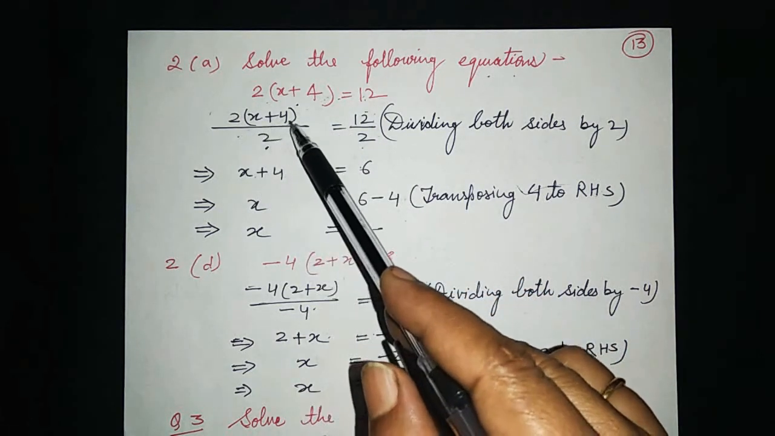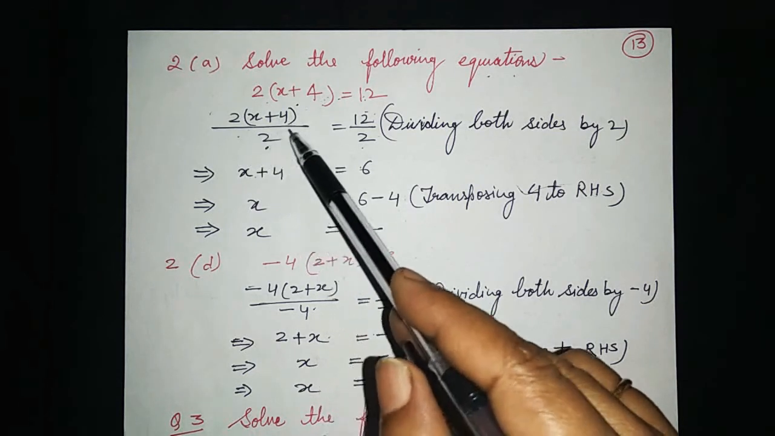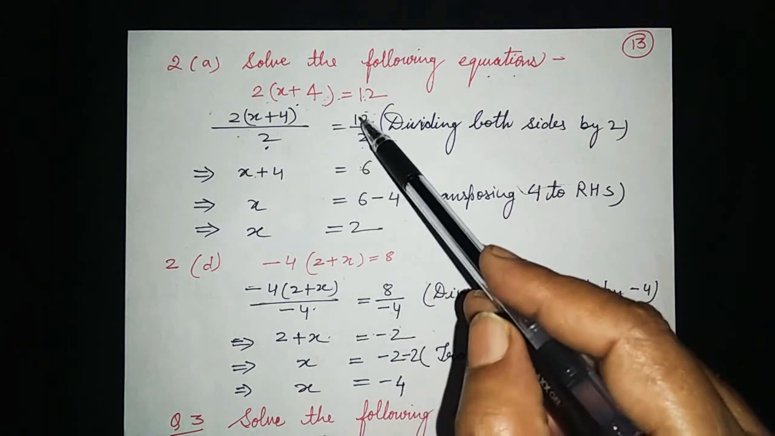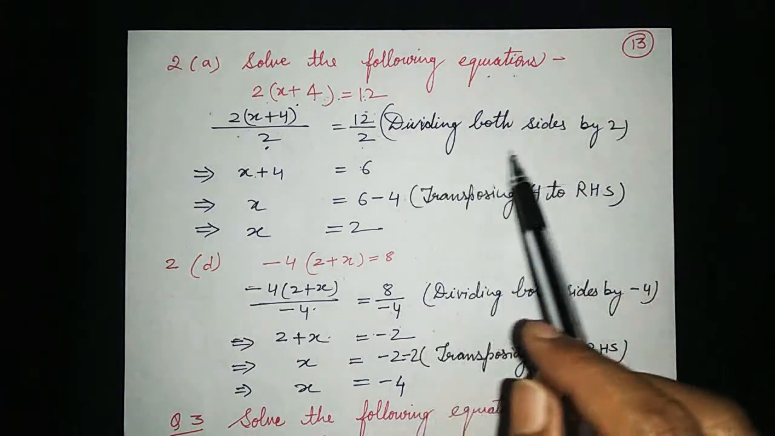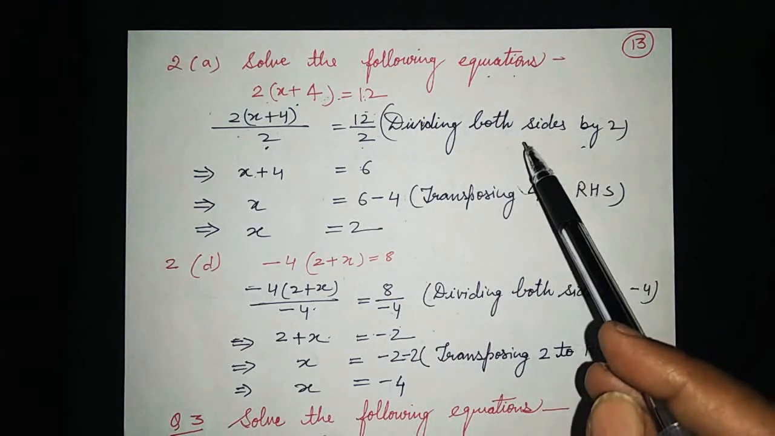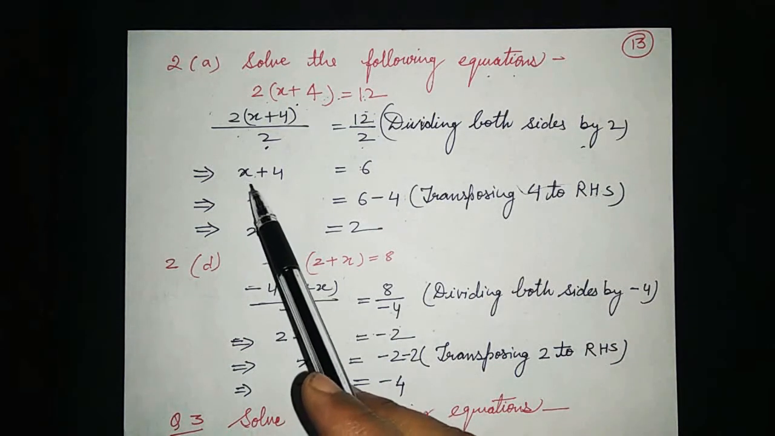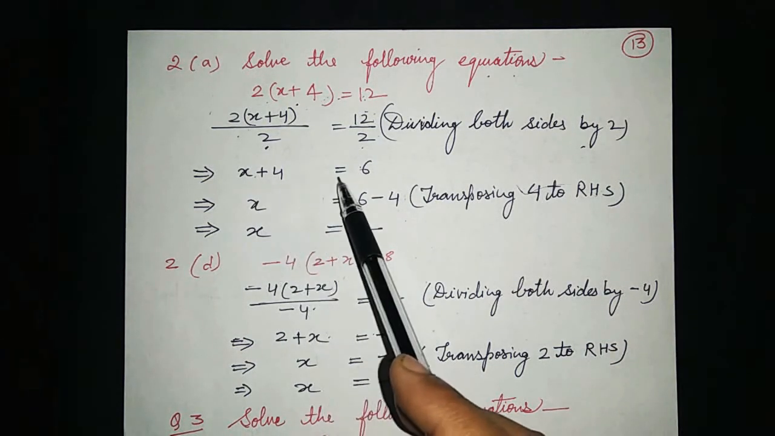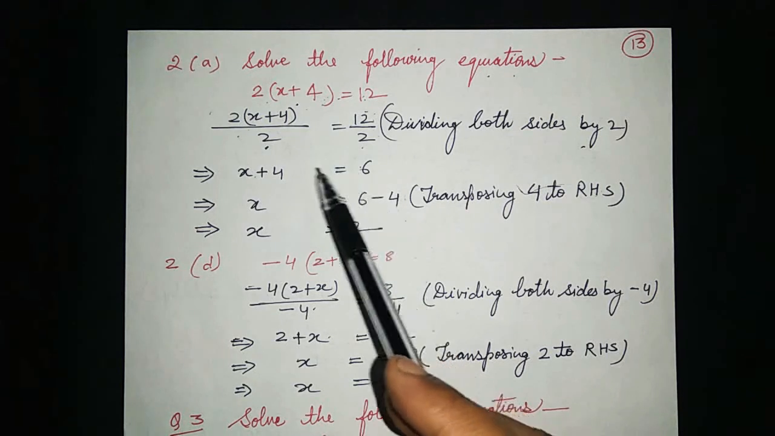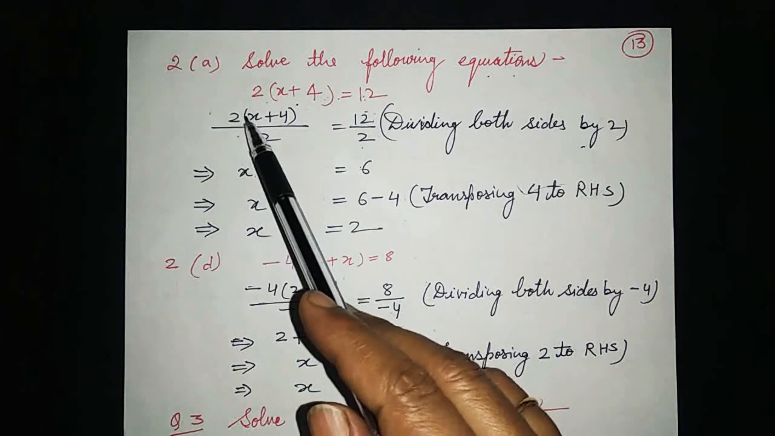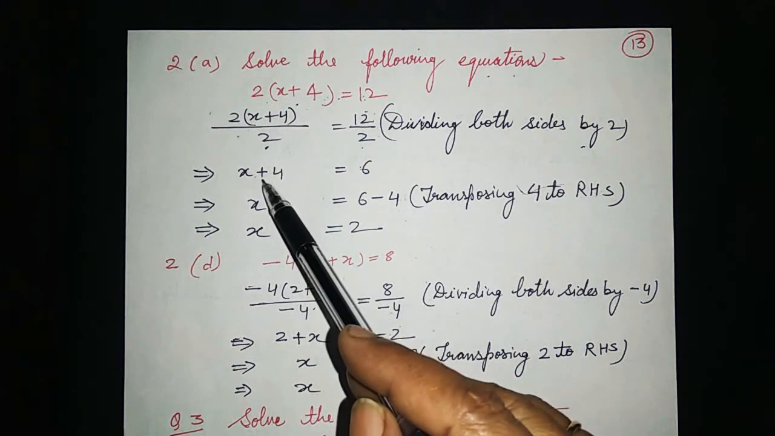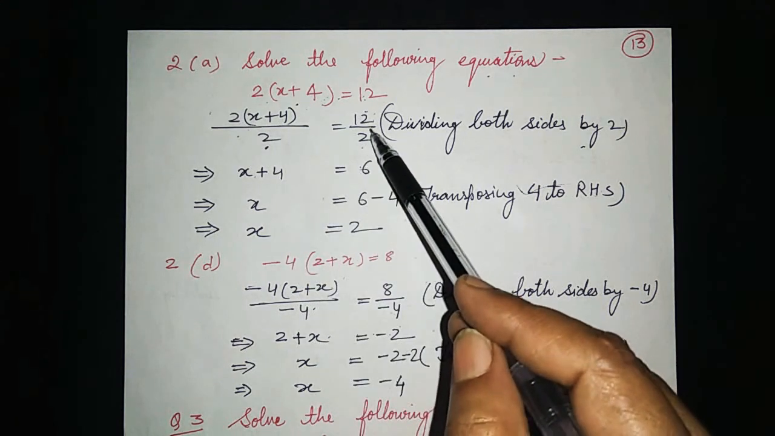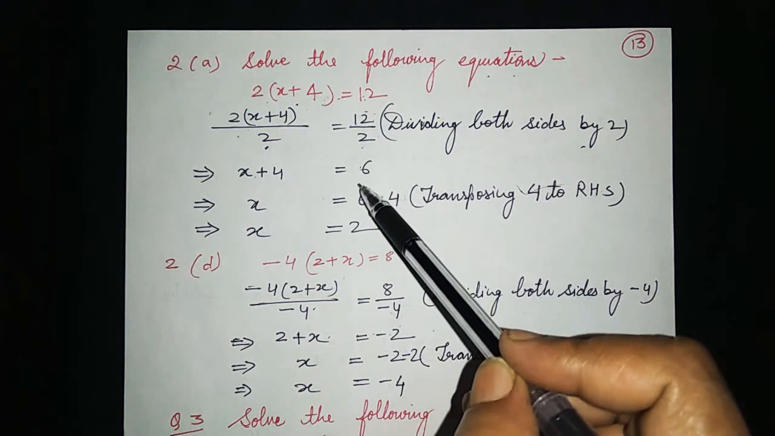So after dividing both the sides by 2, we will get this equation. 2 multiply x plus 4 whole divided by 2 is equals to 12 upon 2. This thing we will write in the bracket, dividing both the sides by 2. After that, in the next step, we will write x plus 4 is equals to 6. Because here 2 ÷ 2 is 1, cancelled. And 1 into x plus 4, what will come? x plus 4. And here 12 ÷ 2 is 6, so 6 will come.